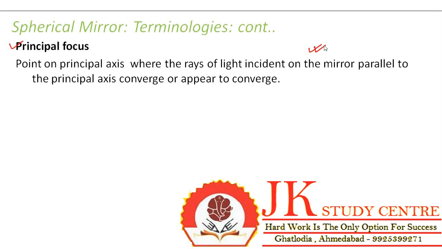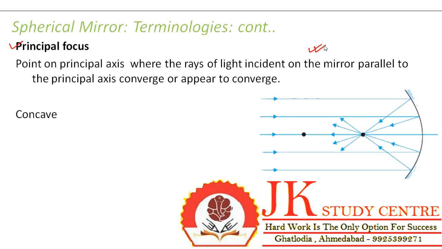What happens then? Let us suppose, for now I am considering a concave mirror. In your books you have a representation like this. This blue region is the same as this. So this is your concave mirror. These are the incident rays, because these rays are incident on the mirror. And what are my reflected rays? After striking the mirror, they are bouncing back. So these are my reflected rays.